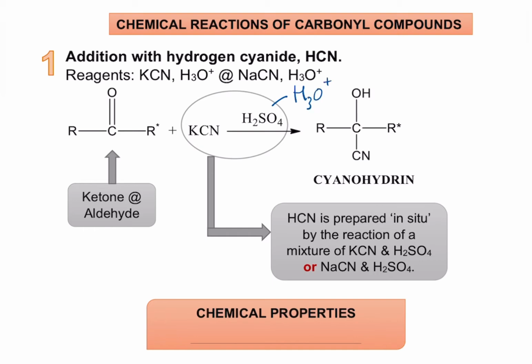And if you see the name of the reaction here, addition with hydrogen cyanide, HCN, but right now I didn't put HCN at all in my equation. So why? You have to know that HCN is prepared in situ by the reaction of a mixture of KCN and sulfuric acid, or NaCN with sulfuric acid. So what does it mean by in situ? In situ typically means in the reaction mixture.